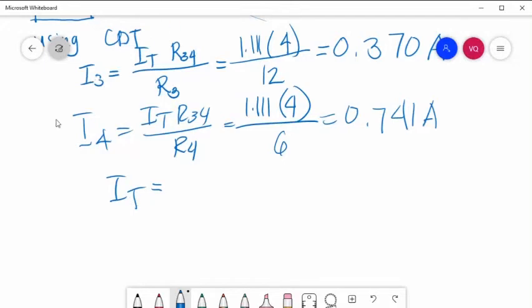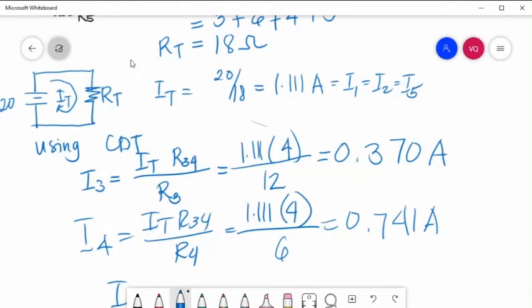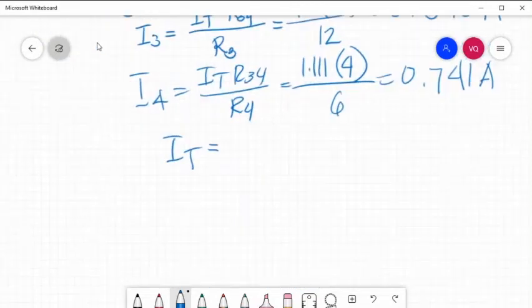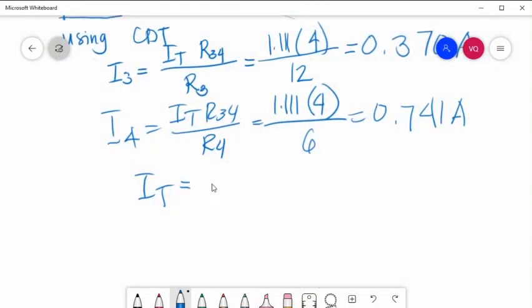current entering is equal to current leaving. So IT is equal to 0.370 plus 0.741. So that is equal to 1.111 amperes. Okay, so we already solved I1 to I5.